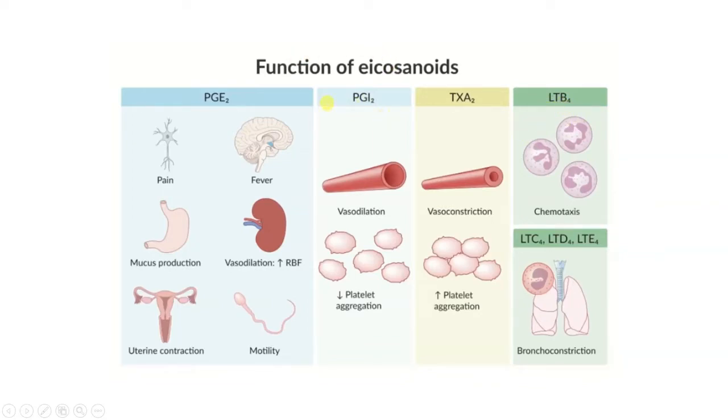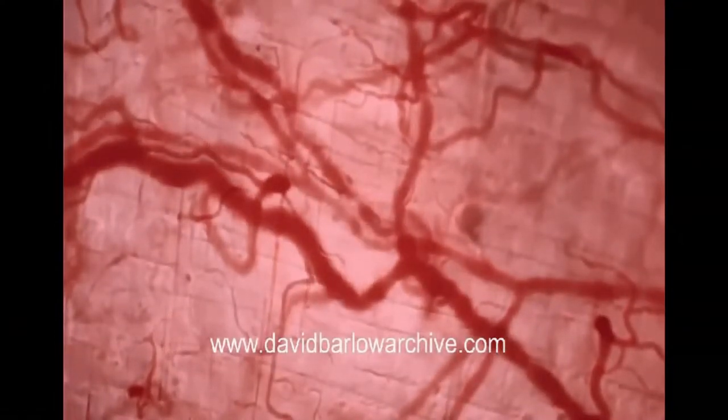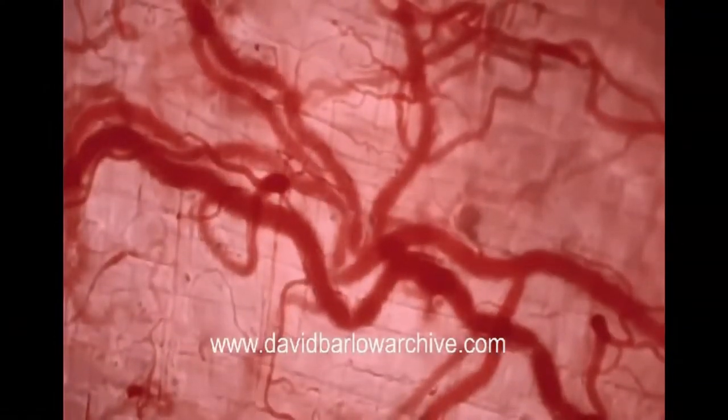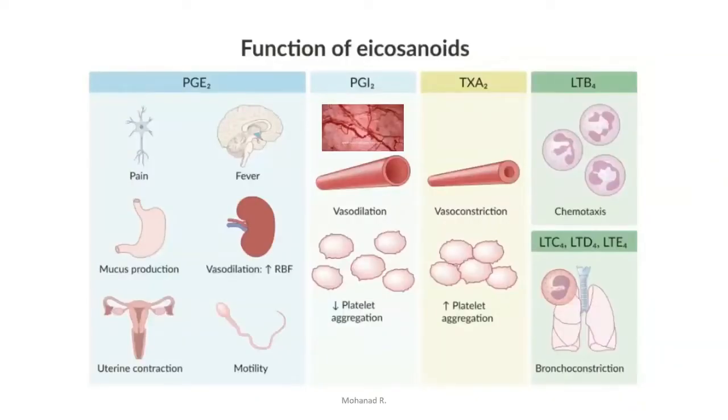Now we continue. Prostacyclin, as we have taken, promotes vasodilation and prevents platelet aggregation. I have a microscopic video that shows the vasodilation process. As we can see here, this is a real blood vessel vasodilating. This speed is 8x. We also have thromboxane A2 that promotes vasoconstriction and platelet aggregation.